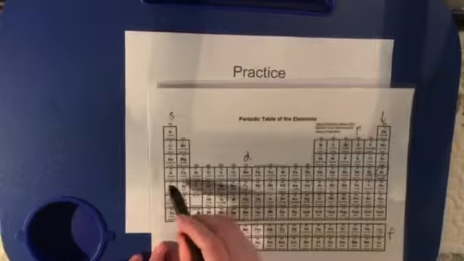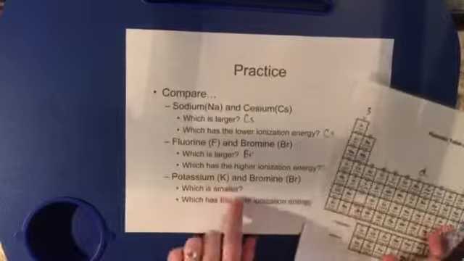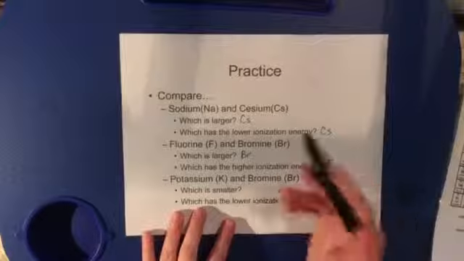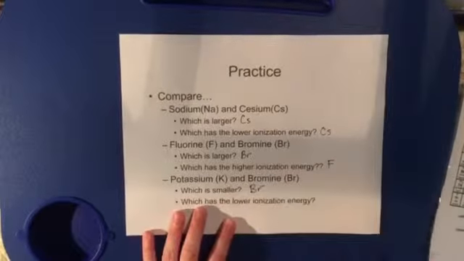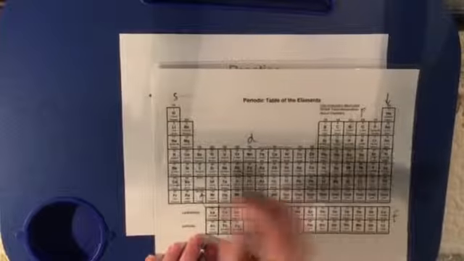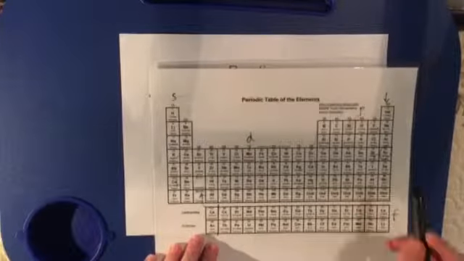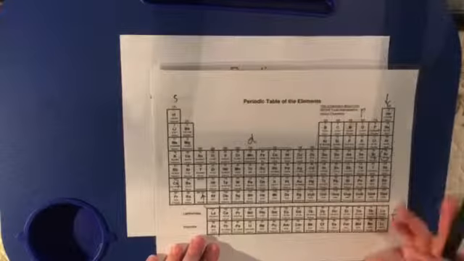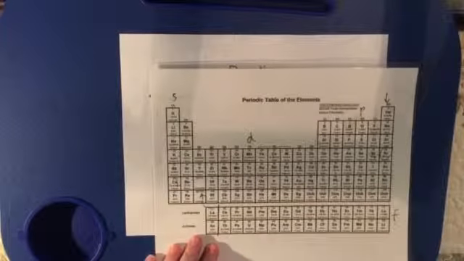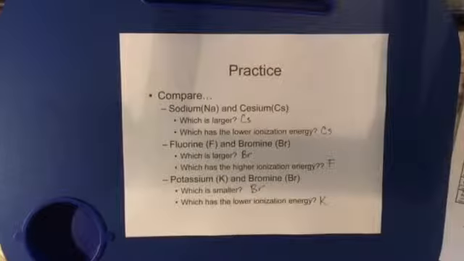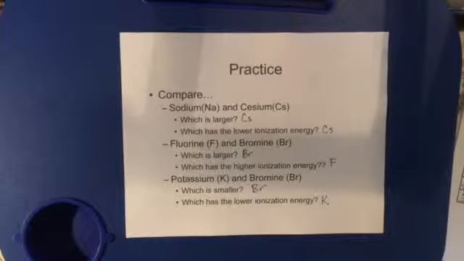Potassium and bromine, here we're comparing across a period. So which is smaller is the question. The smaller one is going to be bromine, right there. Which has the lower ionization energy? So as you go across, it gets smaller, but it also gets harder to take away the electron because there's more protons. And so the lower ionization energy would be potassium here.